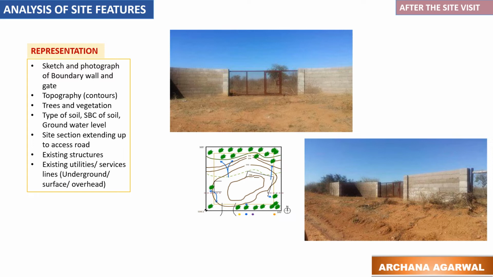Sketches and photographs of boundary wall and gate should be added. Contours should be shown on the site plan. How to extract contours from Google Earth is explained further in this video.